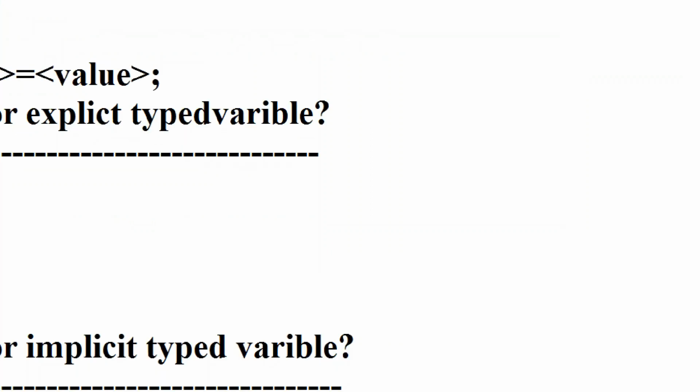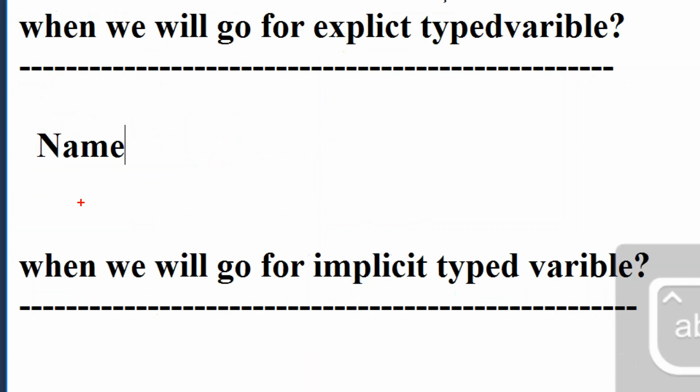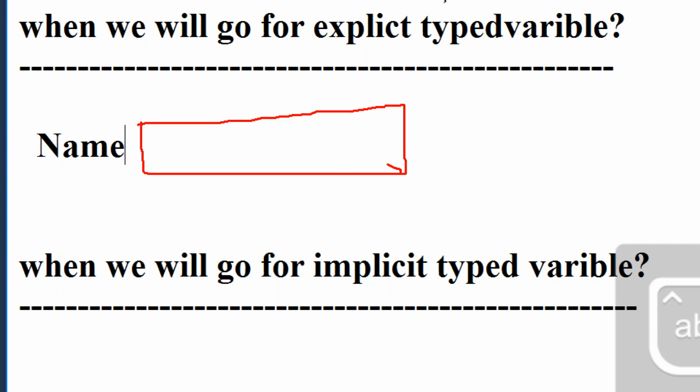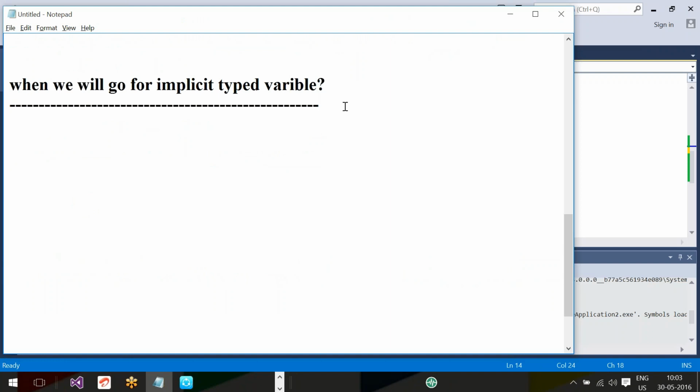For example, name. You're designing a web page and you are accepting a name into the text box. So for name, no doubt the type is decided. What is the type? The user will enter Rama, a string. So here name will be declared as an explicit type, string name.